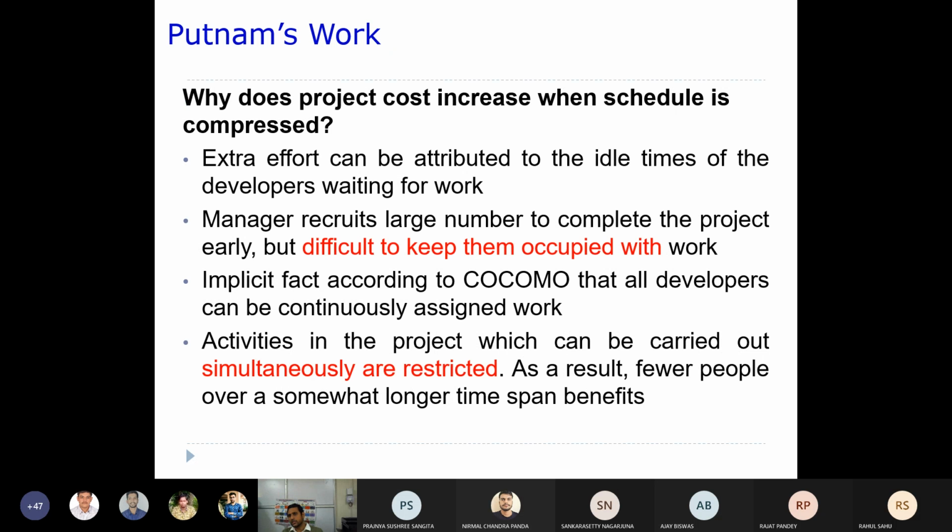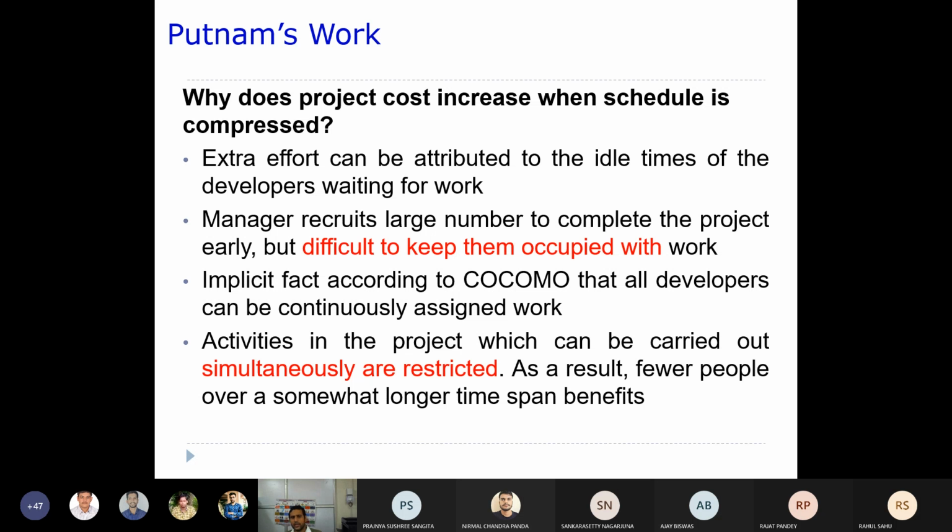So why does project cost increase? You see, effort is increased, so automatically cost will also increase. You know that. So why does the project cost increase when the schedule is compressed? The effort will be increased by 16 times if you simply halve the schedule. Then your cost is also increasing in that proportion.